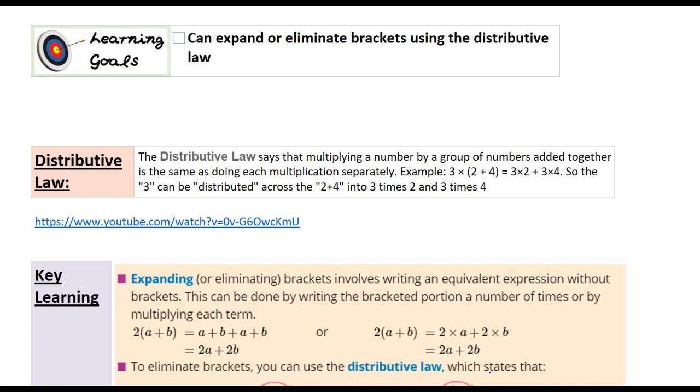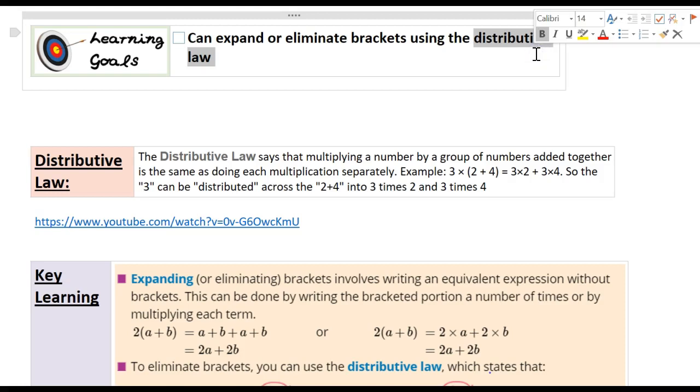In this video, we're going to be looking at how we can expand or eliminate brackets. It's using our algebra topic, but this time we're going to be looking at how we can expand brackets. So that's our learning goal: we can expand or eliminate brackets using the distributive law. Make sure at the end of this lesson you understand what this learning goal is.